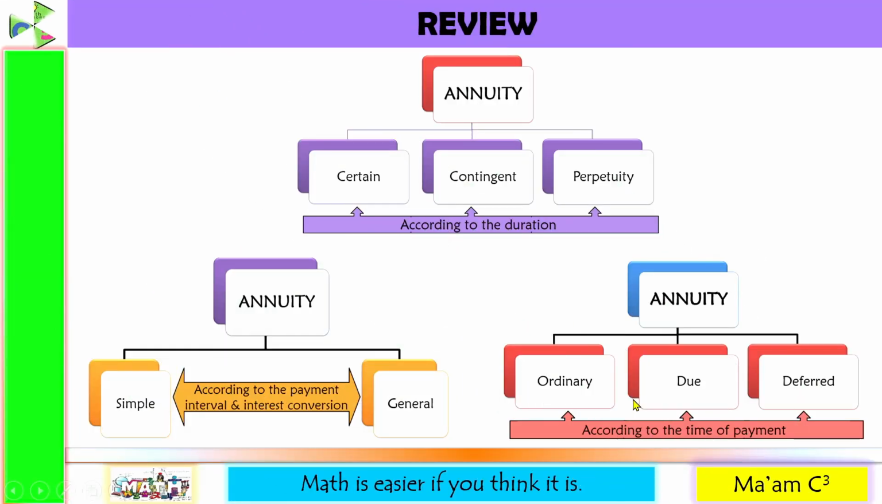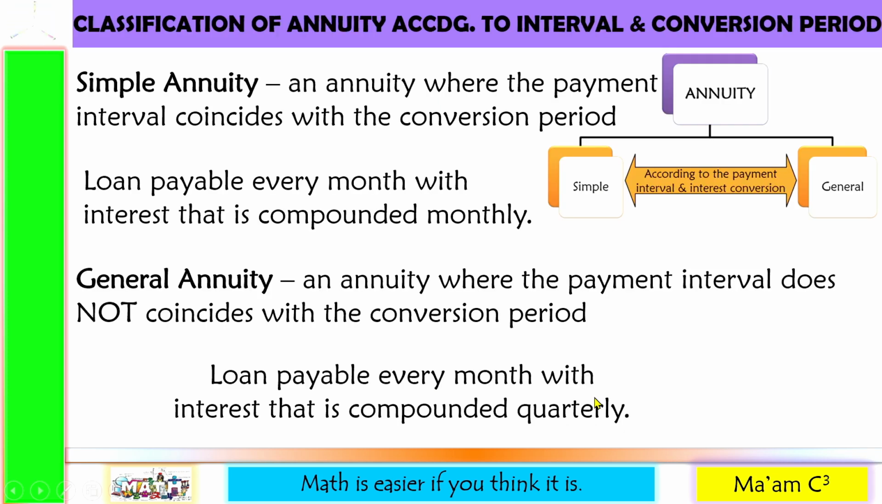In my lesson, Introduction to Annuity, I have discussed that annuity can be classified according to the duration, payment interval, and interest conversion, and according to the time of payment. Today's discussion will focus on certain, general, ordinary annuity. Let us review the difference of simple and general annuity.